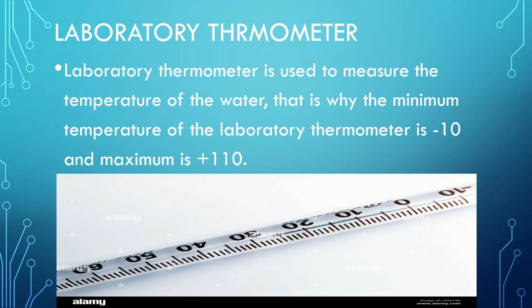While the laboratory thermometer is used to measure the temperature of water. That is why the minimum temperature of the laboratory thermometer is minus 10 and the maximum is 110. As you see in the diagram, the temperature starts at minus 10 and goes till plus 110. There are different ways to use the laboratory thermometer.